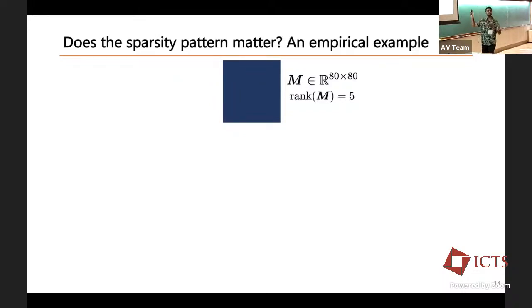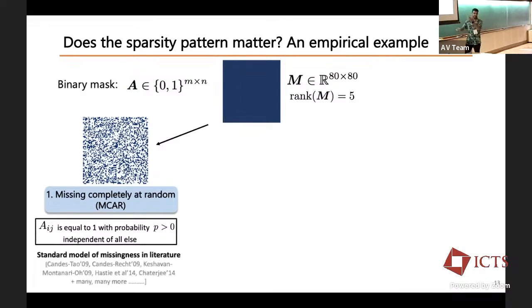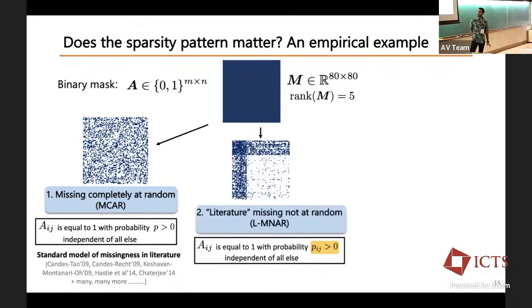And we created 3 different missingness patterns. The first is missing completely at random, which is what people study in the literature normally. And here what you say is that each entry A_ij is equal to 1 with probability p. So you flip a coin independently for every entry of the matrix. If it's heads, with probability p, then you see it. If not, you don't see it. And this is the standard model of missingness that people have studied. It started with, say, Candes and Tao in '09, Candes and Recht, Montanari. A lot of people have studied this work, and it led to beautiful statistical results.